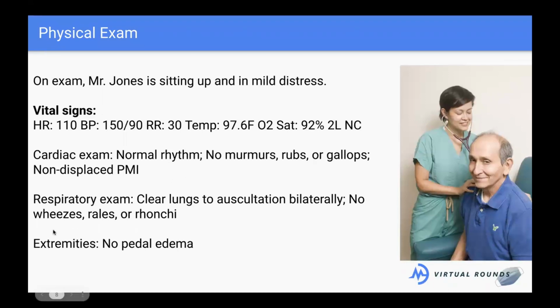So we listen to his heart. He's got a normal rhythm, no murmurs, rubs, or gallops, and a non-displaced PMI. So there's a lot of words here, and these are words that you're going to see on most of your patients' charts. So murmurs, does anyone know what it means to have a murmur? What does that imply? Problem with the blood flow.